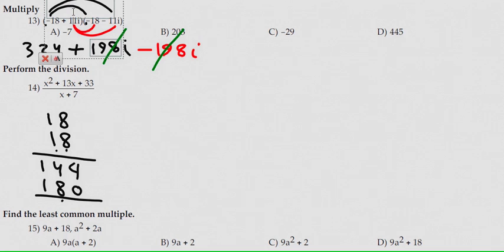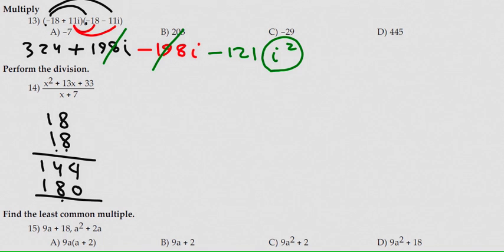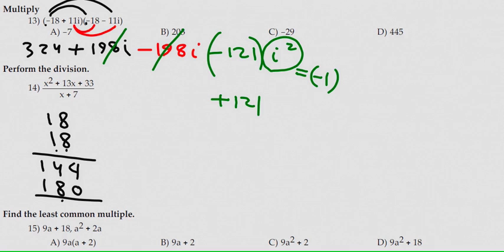Finally, 11 times 11 is what? It is 121, minus 121 I squared. And I squared is equal to what? Minus 1. I squared is equal to minus 1. So you have this minus 1 multiplied by minus 121, which will become plus 121. You have plus 121, and you still have this 324. So that means the answer will be 445.